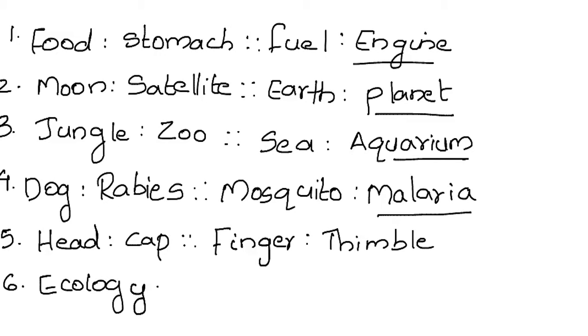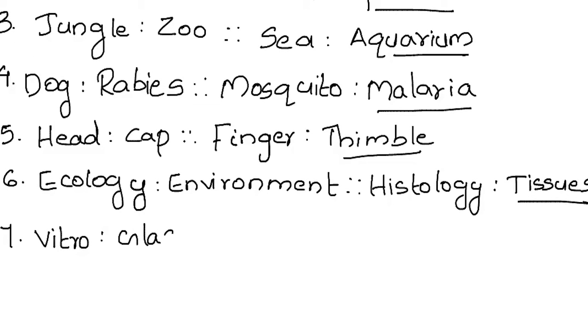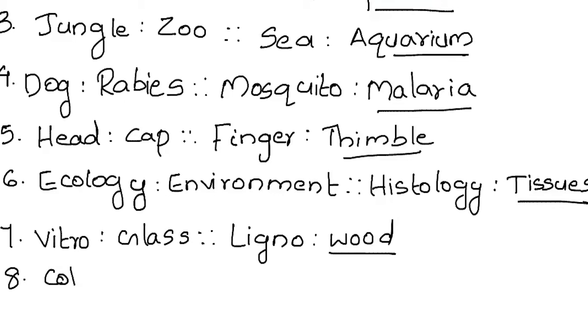Ecology is the study of environment. Then histology, it is the study of tissues. Vitro is related to glass. Then ligno is related to wood. Next is cobra, is snake, then leopard, is a cat.